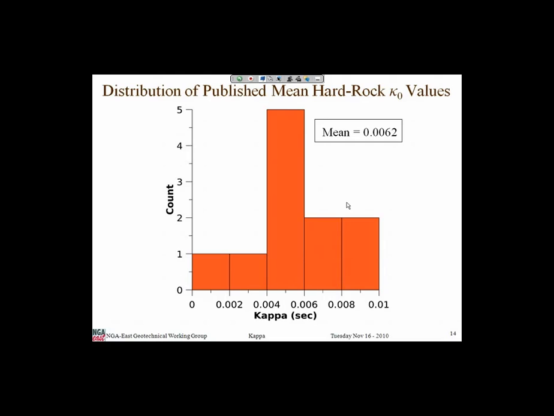Here's a little histogram of that data. It turns out actually the mean of that is 0.0062. It's almost identical to the number that EPRI has used and proposed in 1993, and it has been used ever since. It turns out it's not a bad number based on what little data we still have. Well, we certainly have more data than EPRI had in 1993, and we're still confirming that number.